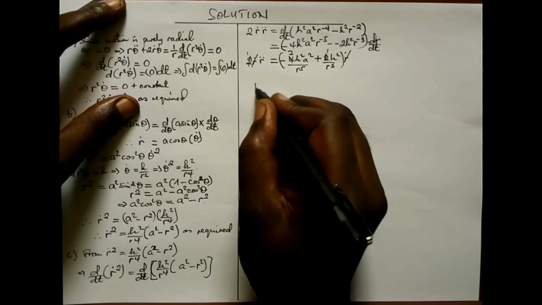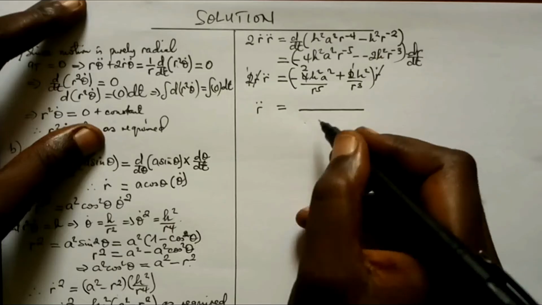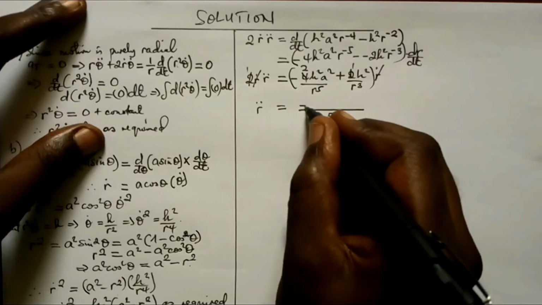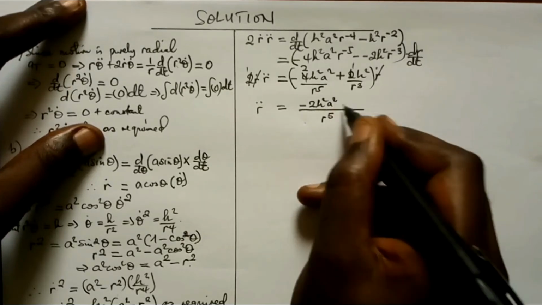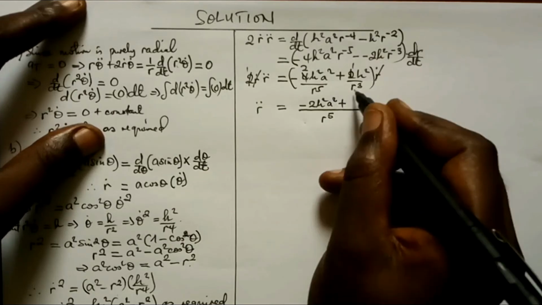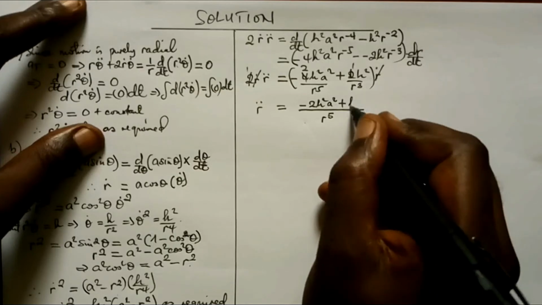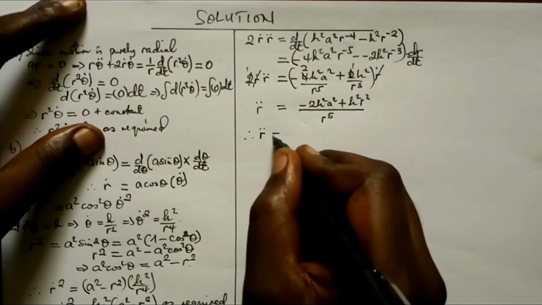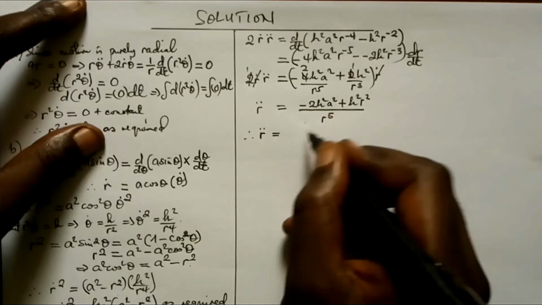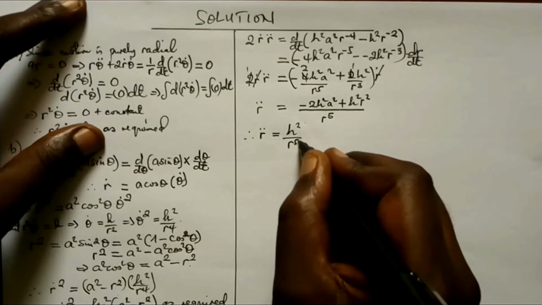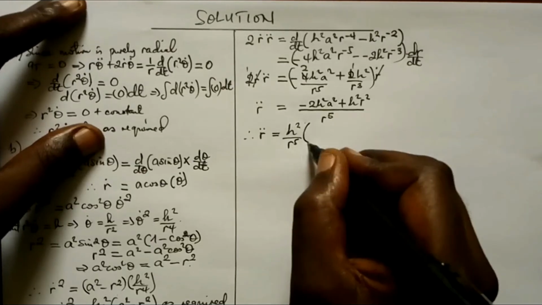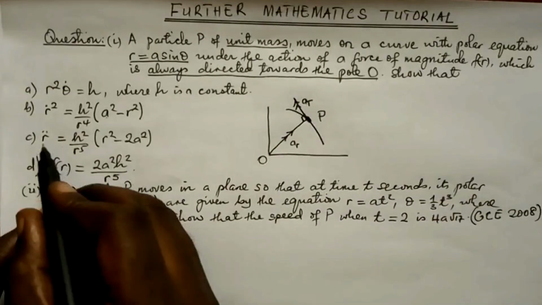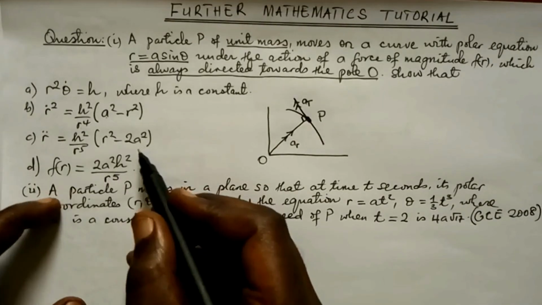And so we have r double dot equals, I can find the LCM, which is r to the fifth, divided by r to the fifth. That will give us negative 2h squared a squared plus r to the fifth divided by r cubed, which is r squared, times h squared, so h squared r squared. Therefore, r double dot equals, h squared is common at the numerator, so we write h squared all over r to the fifth, which is common at the denominator, into r squared minus 2a squared. So that is the proof we're required to do for the C part.